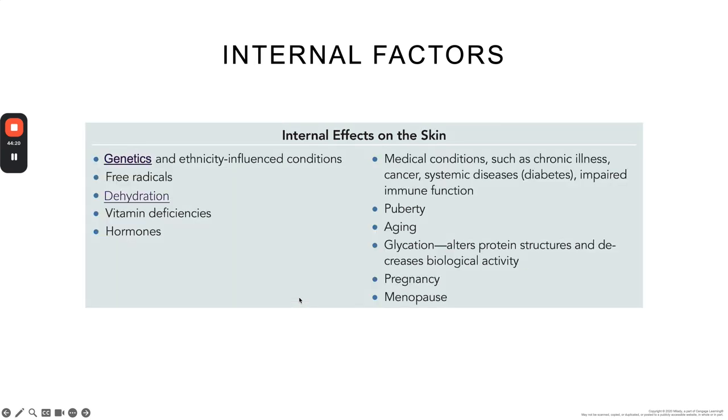Our internal effects, again, like I mentioned: genetics, dehydration, free radicals, vitamin deficiencies, hormones, medical conditions such as chronic illnesses like cancer, systemic diseases like diabetes, impaired immune function, puberty, aging, glycation. Okay, y'all remember that term, glycation? That too much sugar alters your DNA, that it basically breaks down those cells. Pregnancy and menopause. Okay, so those are all of the external and internal factors that affect aging.